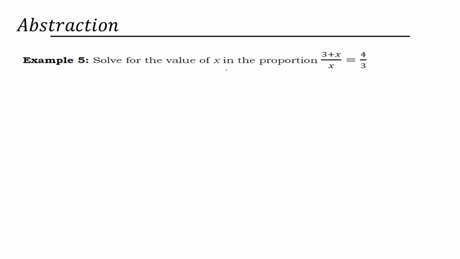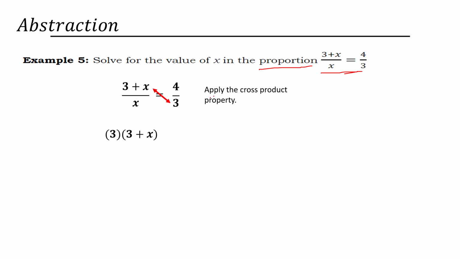Solve for the value of x in the proportion (3 plus x) over x is equal to 4 over 3. Since it is stated that it is a proportion, they are equal. We will rewrite this again, because to solve it, it should be in fraction form. Since this is already in fraction form, we just rewrite it. Then always apply the cross-product property. So, that is 3 times (3 plus x) is equal to 4 times x. Then simplify using the distributive property: 3 times 3 and 3 times x. So we have 9 plus 3x equal to 4x.